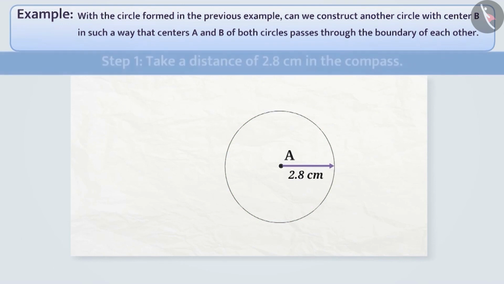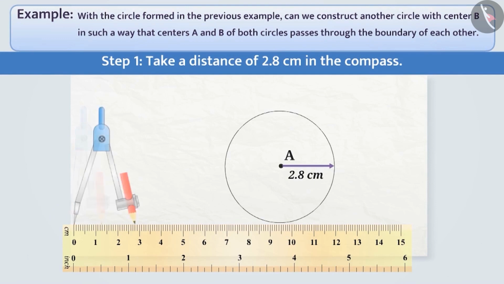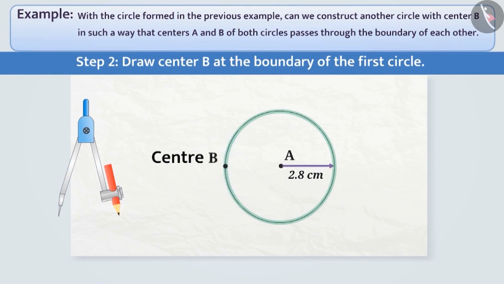Step 1. First, we will place the pointed end of the compass on the mark 0 of the ruler and open the compass for the required radius of 2.8 centimeters. Step 2. Using a pointed pencil, we will draw a point on the boundary of the first circle. This will be considered the center of the second circle and we name it B. Remember, we can mark point B anywhere on the boundary of the first circle.